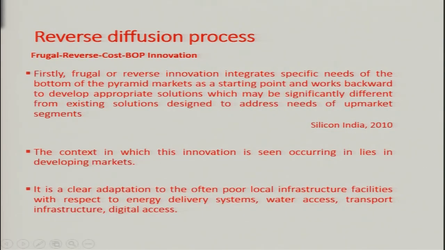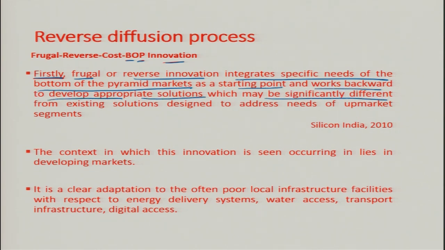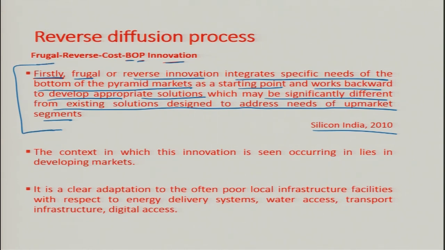Now, frugal, reverse, or bottom of the pyramid innovation again. Firstly, frugal or reverse innovation integrates specific needs of the bottom of the pyramid markets as a starting point and works backward to develop appropriate solutions, which may be significantly different from the existing solutions designed to address needs of the upmarket segment. This is just as said: we try to imitate and produce similar results, and solutions should be different so that legal constraints are not breached.